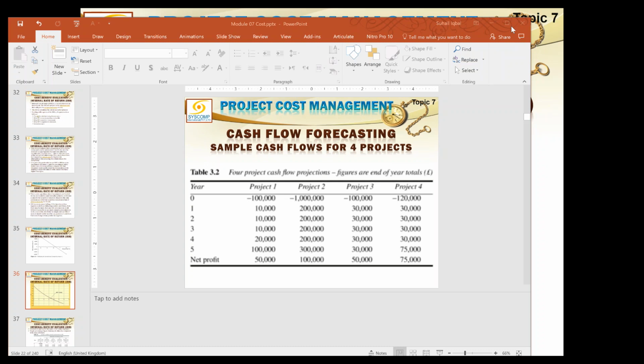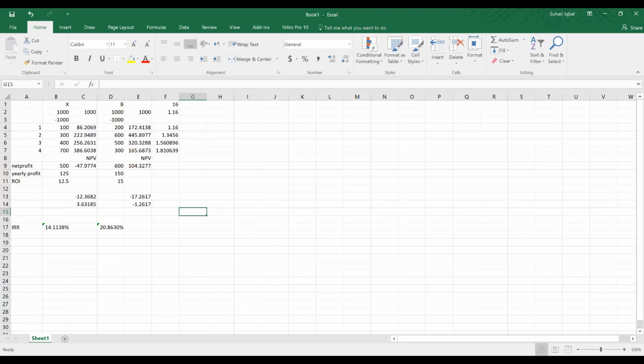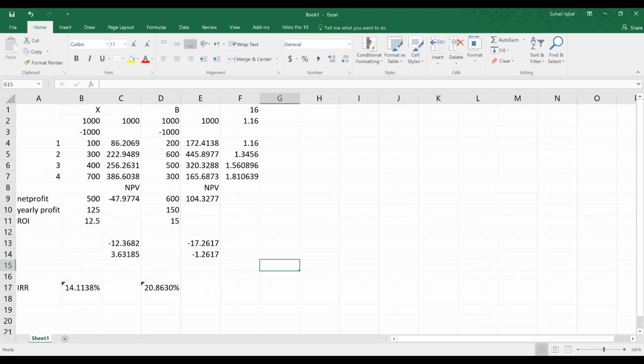Just a minute. आपको एक्सेल की शीट नजर आ रही है? सर अभी तो नहीं आ रही। अच्छा, अभी आएगी। आई कि नहीं?